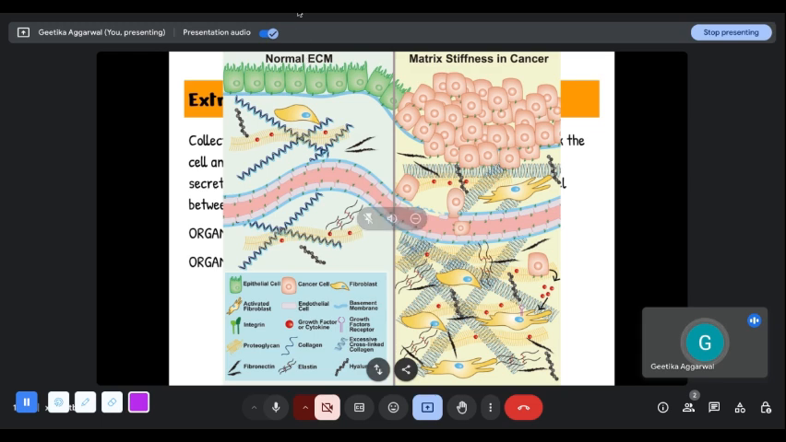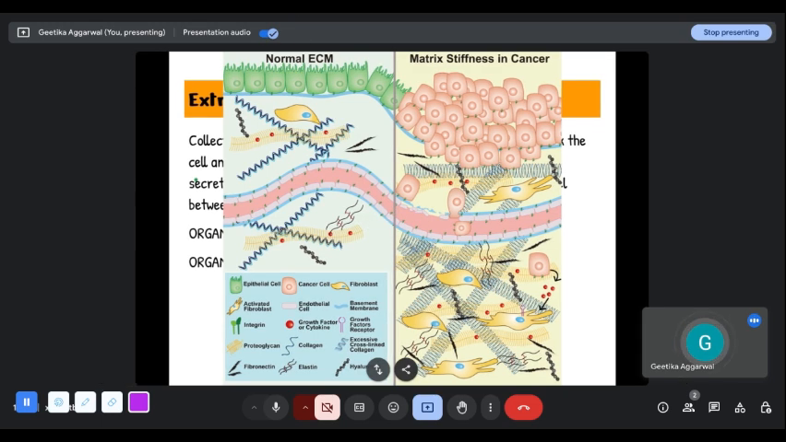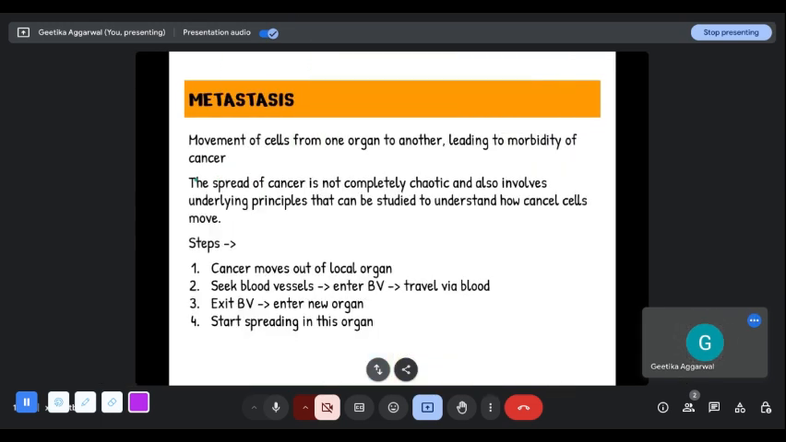So we were talking about what the extracellular matrix is. And then let's talk about metastasis, which you might already be aware is a very important concept. It's a very important term when it comes to cancer biology.